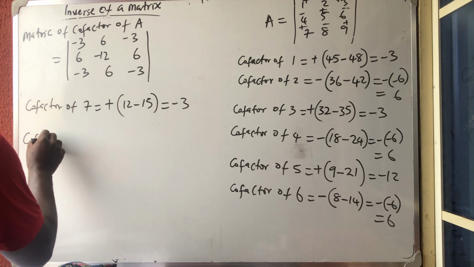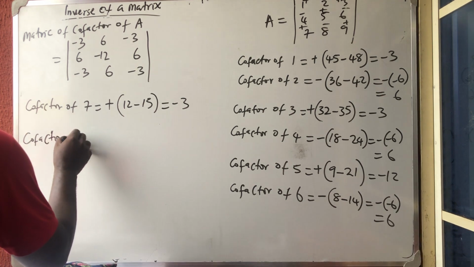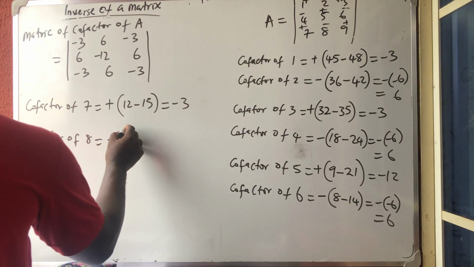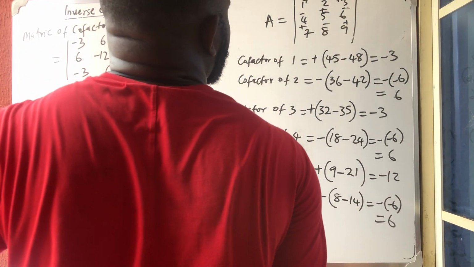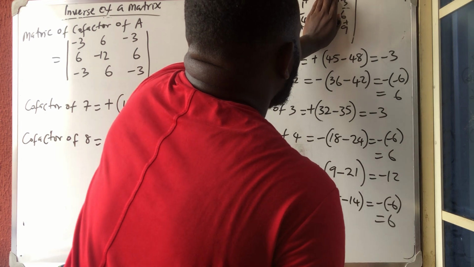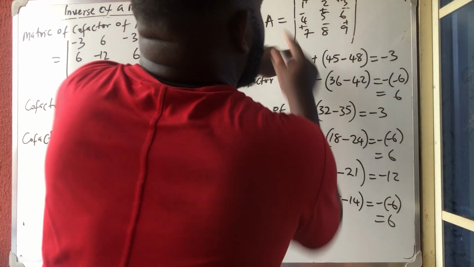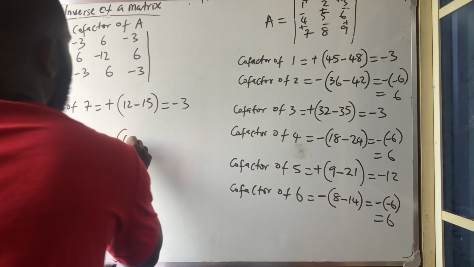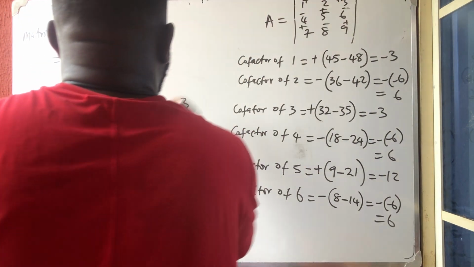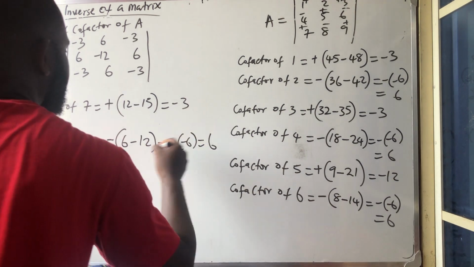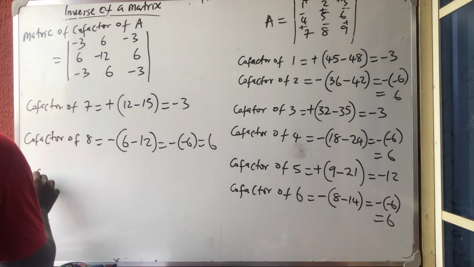Cofactor of 8. Cofactor of 8. Don't forget that 8 has minus, so I'm using minus in bracket of, close the row and column of 8. So I'm left with 1, 3, 4, and 6. Left, right? 1 times 6, 6, minus 3 times 4, 12. So I'm left with minus in bracket of minus 6, which is 6. So the last but not the least is what?